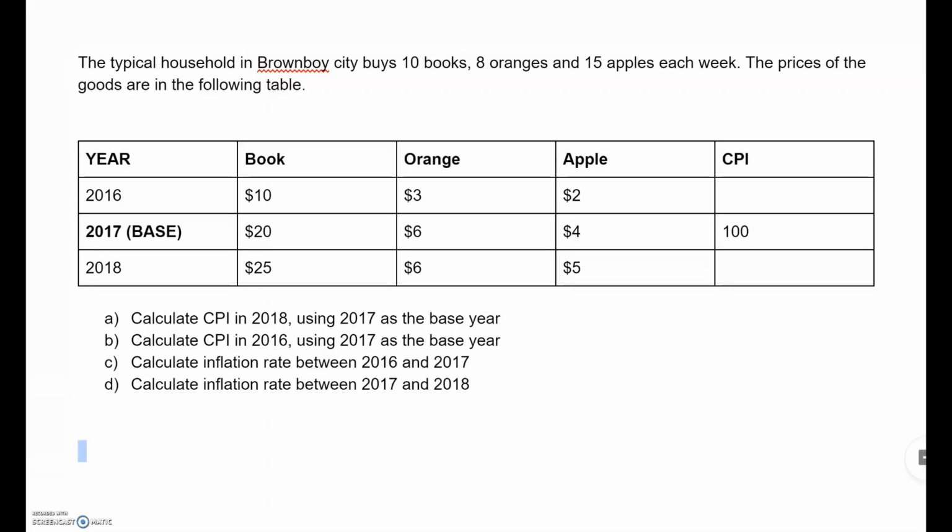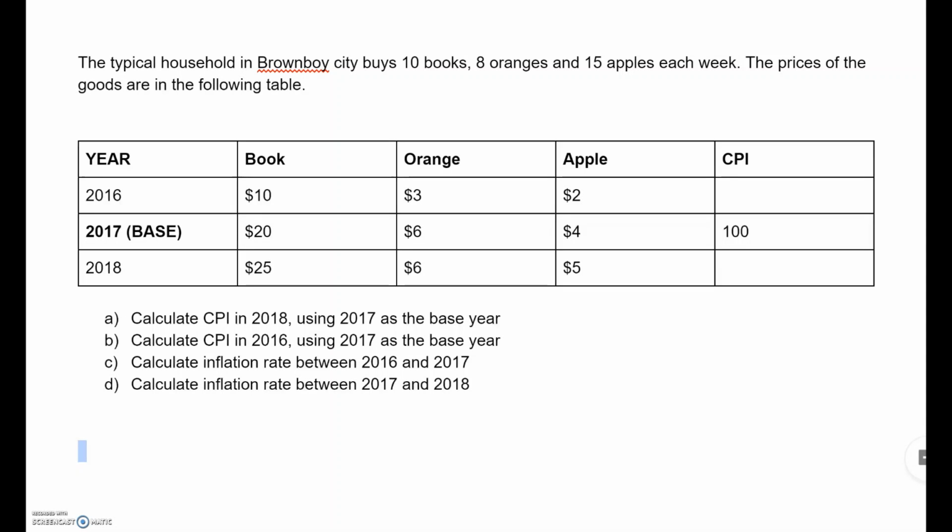Hello everyone. Today we are going to be talking about how to calculate CPI. Right here in front of us we have a typical CPI calculation problem. The problem goes as follows. The typical household in Brown Boy City buys 10 books, 8 oranges, and 15 apples each week. The prices of the goods are in the following table.